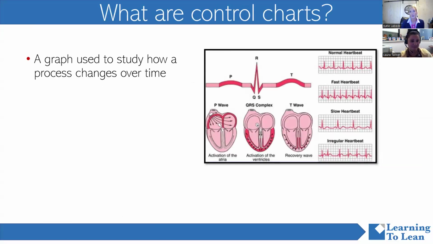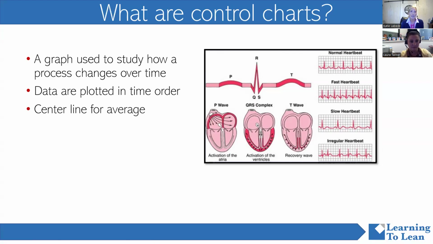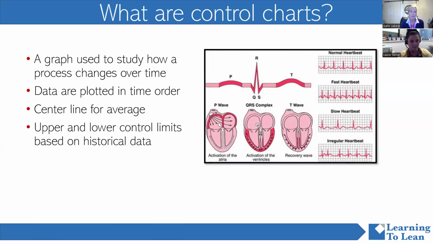So what are they? They're a graph that's used to study how a process changes over time. Data is plotted in time order with a center line for the average and upper and lower control limits based on historical data. What I like to tell people is to think of an EKG. Whether you've had one yourself or you've seen one, you know what an EKG looks like. We have that gentle ebb and flow of our data. If you look at an EKG, it'll have an upper and lower control limit or line, and that's based on your age, your gender, your race, etc.